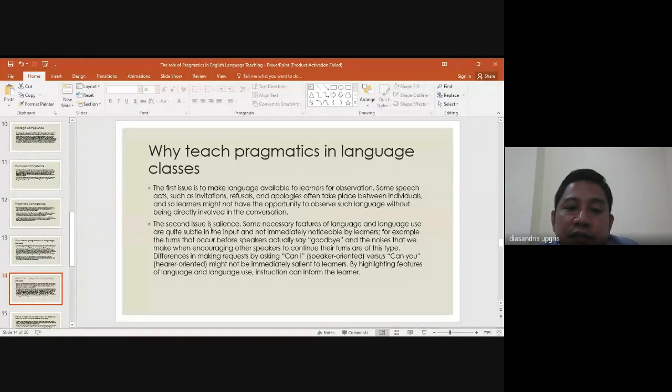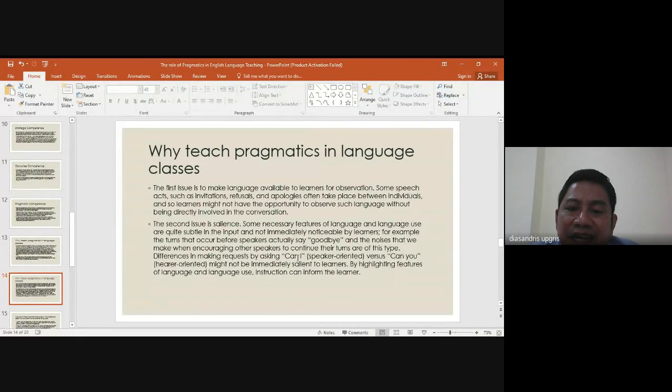And the second issue is salience. What is salience? Salience is very important. Some necessary features of the language and language use are quite subtle in the input and not immediately noticeable by learners. For example, the turns that occur before speakers actually say goodbye, and the noises that we make when encouraging other speakers to continue their turns are of this type.